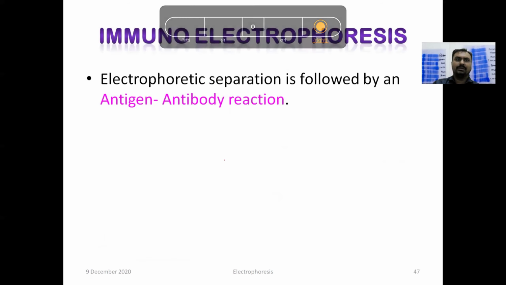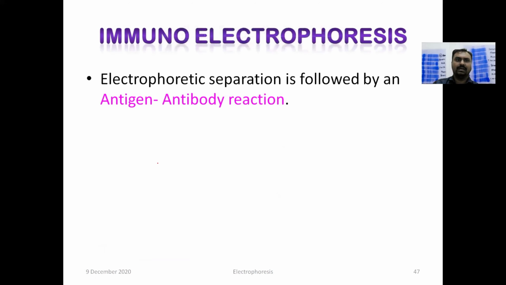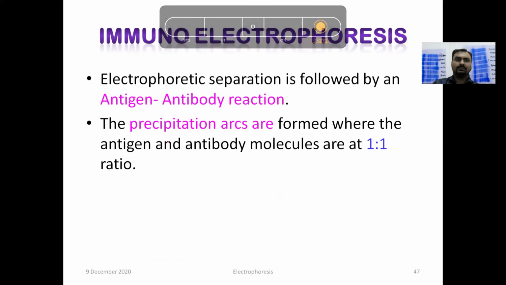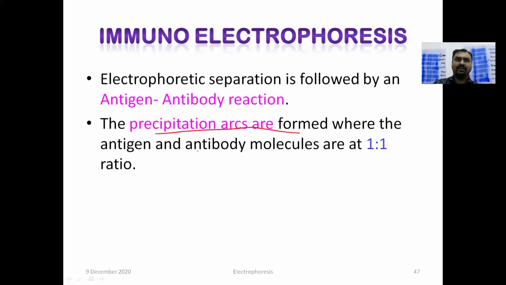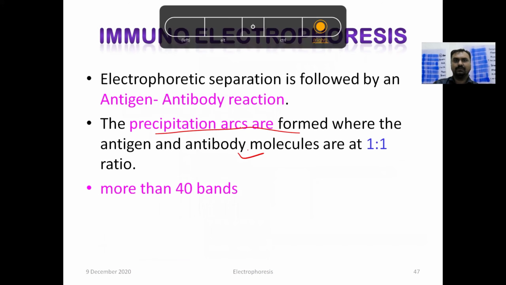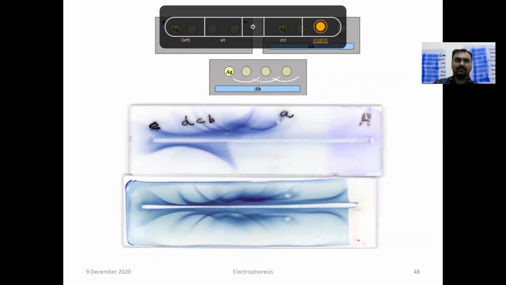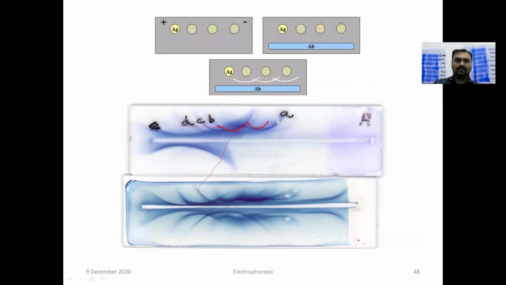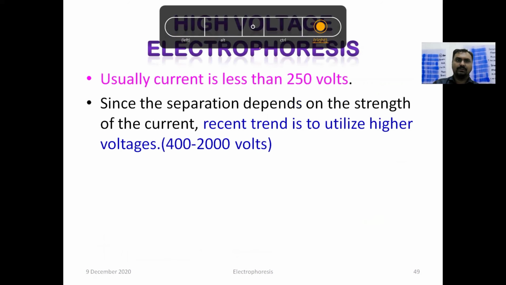Now coming to immunoelectrophoresis, it is based on the antigen antibody reaction. Precipitation arcs are formed where the antigen and antibody concentration is in a 1 to 1 ratio. Here you can see the precipitation lines. These are the ways where antibody is already present, and when we apply the antigen, a precipitation arc forms.